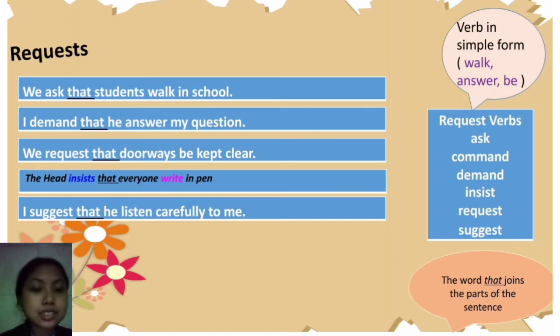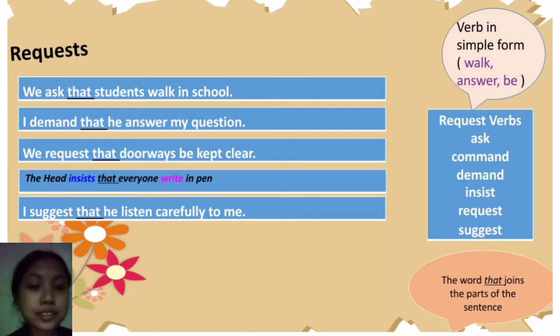For the first one, we ask that students walk in school. I demand that he answer my question. We request that doorways be kept clear. The head insists that everyone write in pen, and the last one, I suggest that he listen carefully to me. And then here, the verbs in simple form are walk, answer, and be. And then the request verbs are ask, command, demand, insist, request, and suggest. And then the word that joins the parts of the sentence.